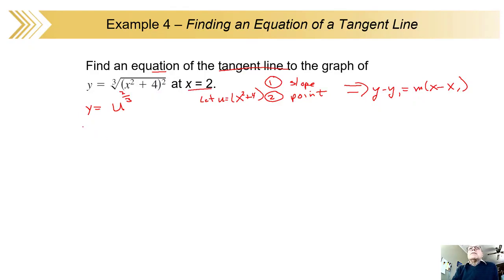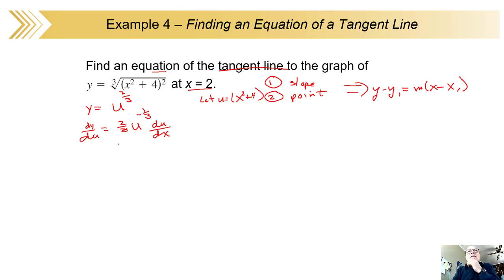So we'll differentiate. So dy/du, remember we don't have an x right now, we'll come back to that, equals, bring the 2/3 out front, the u becomes u to the negative 1/3 because we subtract 1 from the 2/3, and du/dx, because we differentiated u with respect to x.